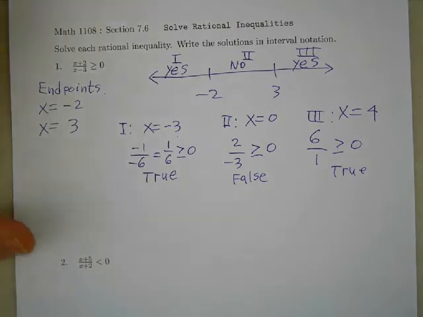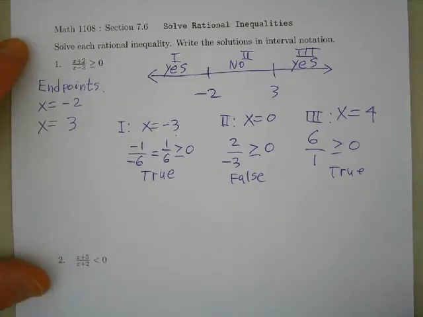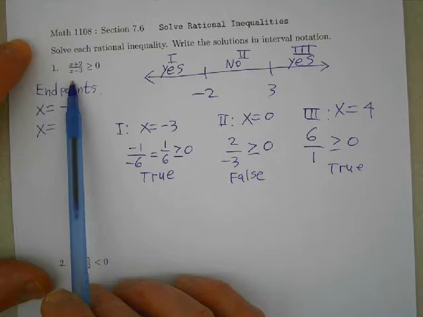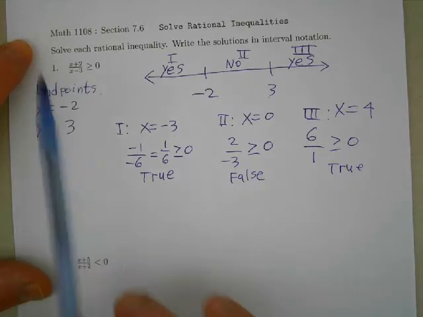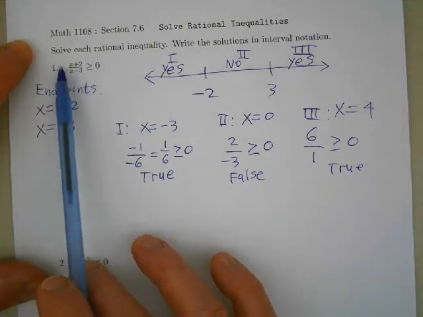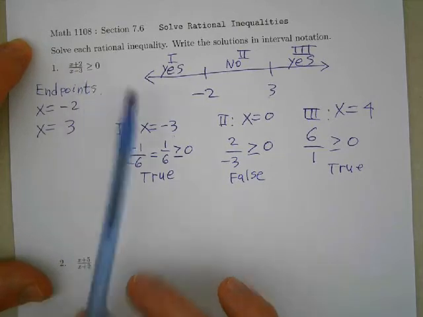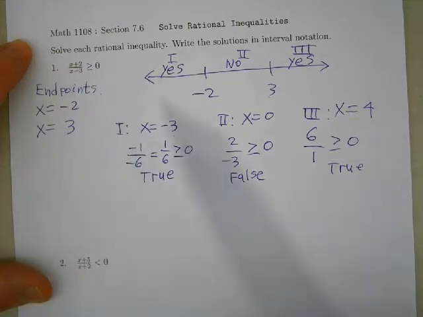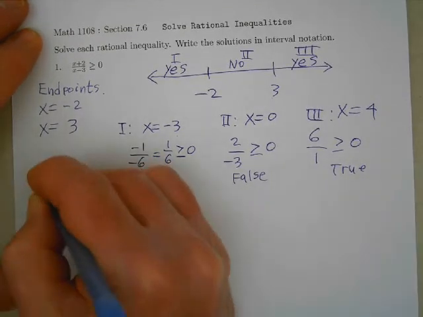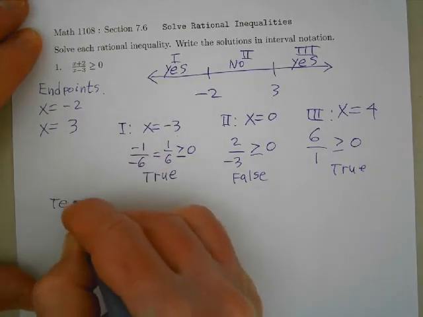We have to determine if the endpoints are included or excluded. In general, any endpoint that comes from a denominator is never included in the solution set because division by 0 is undefined. And then endpoints that come from the numerator may or may not be in the solution set. It depends on what kind of inequality we have. So in this example, we'll test the endpoints.